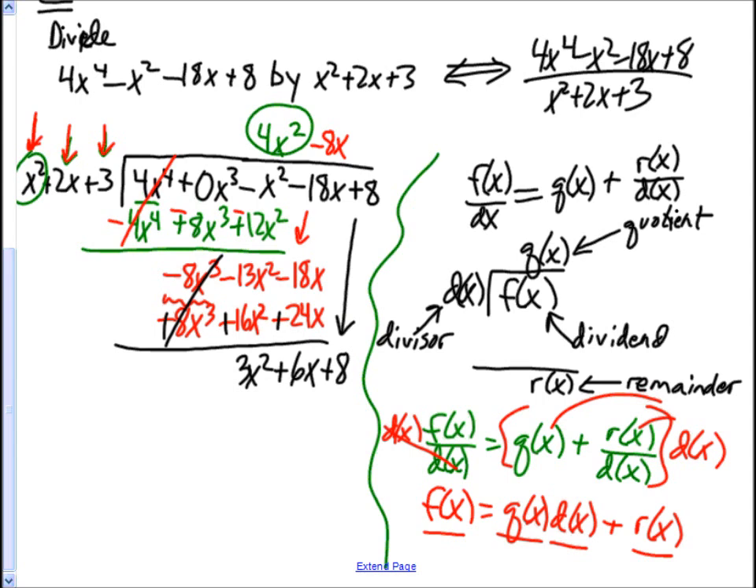Now I'm looking at 3x squared, so I have to match that 3x squared. So I say, what times x squared gives me 3x squared?